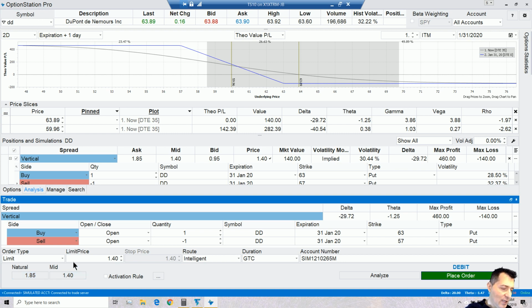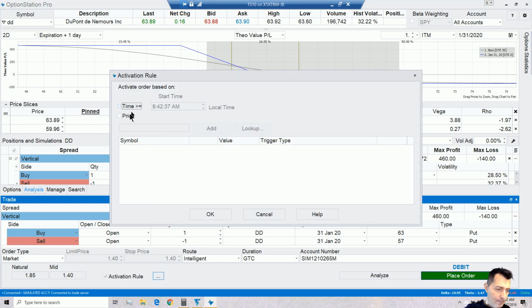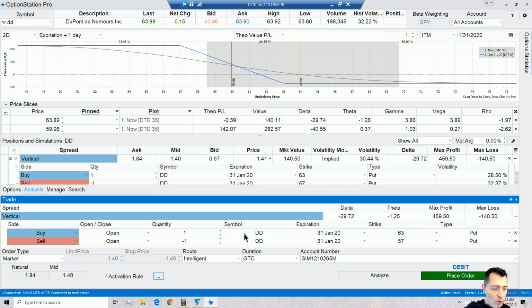I mean, we know DD is not the most liquid stock in the world, but that is more reasonable, isn't it? So I'm going to go market with an activation rule that tells me that if DD rallies at or above 63.89, by the way, we are just hitting the entry point right now as we speak, so it's time to take this trade. Okay, so click OK. Go ahead and take this trade.